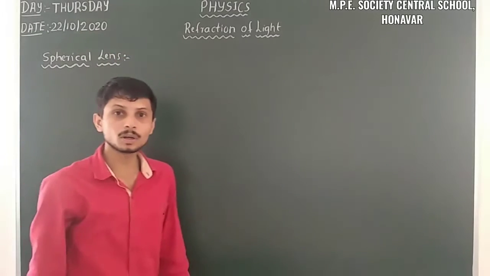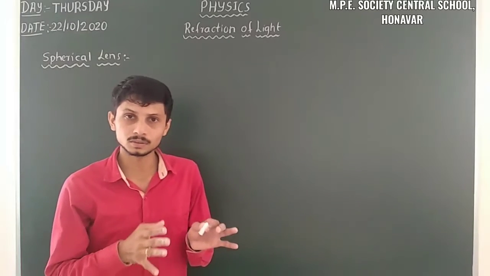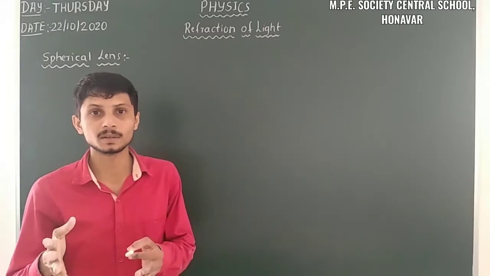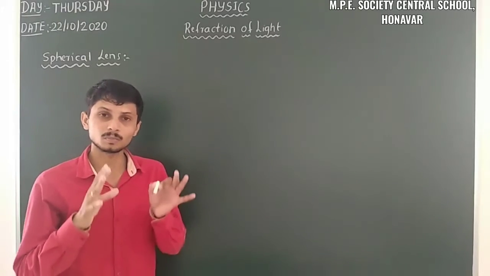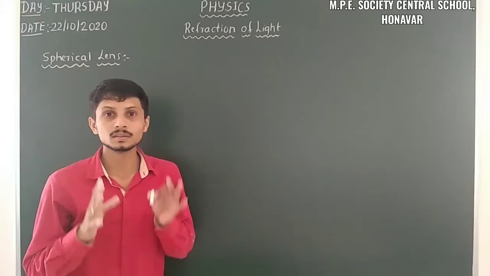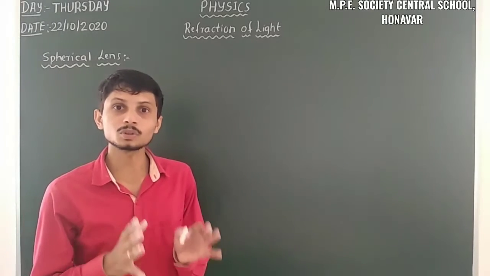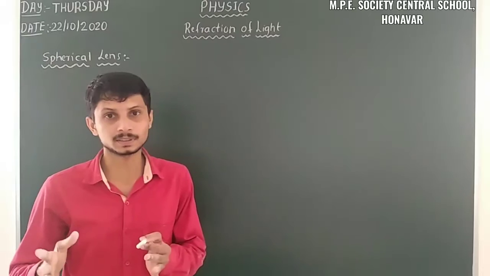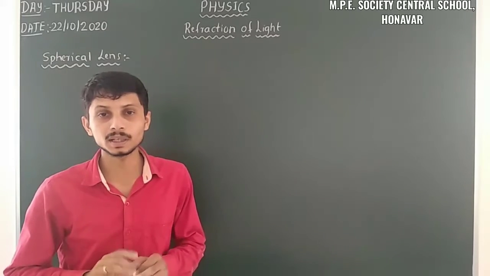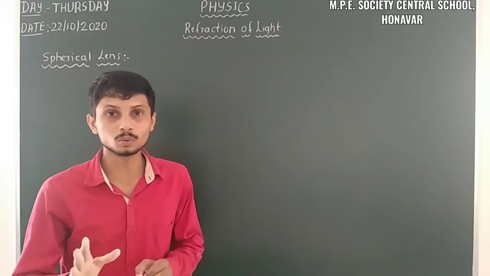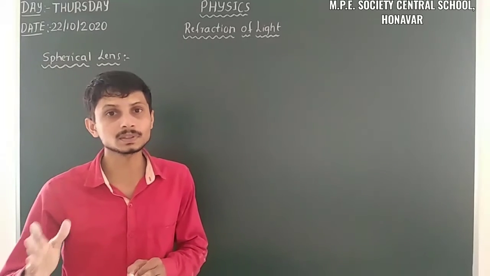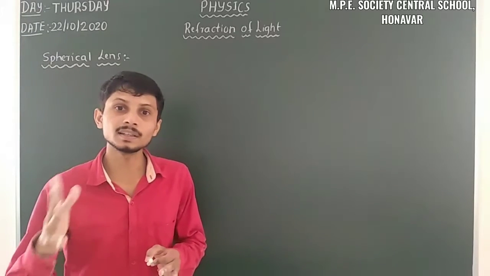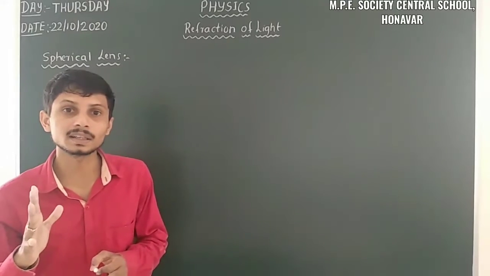Yes, we already know about spherical mirrors. In spherical mirrors, one side is the mirror part and the other side is opaque. But in spherical lenses, both parts are transparent. So it's a transparent medium bound by two surfaces. One or two of those surfaces are spherical in shape. Then we call it a spherical lens.